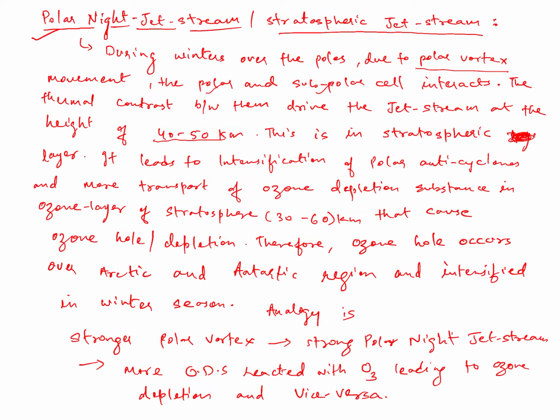So what is the role of this? When we observe the Earth, guys, over the poles at a height of 50 kilometers, this jet stream is present. Its role is transporting ozone depleting substances, isn't it? Ozone depleting substances from all over the earth are carried by the wind system, the atmospheric circulation system, as well as the jet stream, and finally at the poles, the polar night jet stream transports them to the stratosphere.